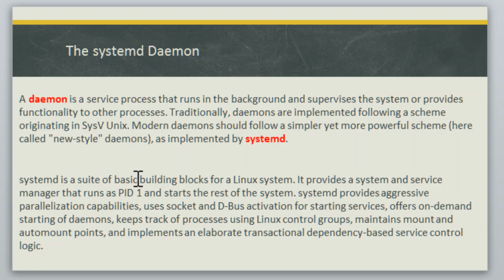Systemd is a suite of basic building blocks for a Linux system. It provides a system and service manager that runs as PID1, so process ID 1, and it starts the rest of the system. Systemd provides aggressive parallelization capabilities, uses socket and dbus activation for starting services, offers on-demand starting of daemons. It keeps track of processes using Linux control groups, maintains mounts and auto-mount points, and implements an elaborate transactional dependency-based service control logic. So systemd is what's controlling all these different daemons, okay? And remember, the daemons are what is controlling all the processes in the background.